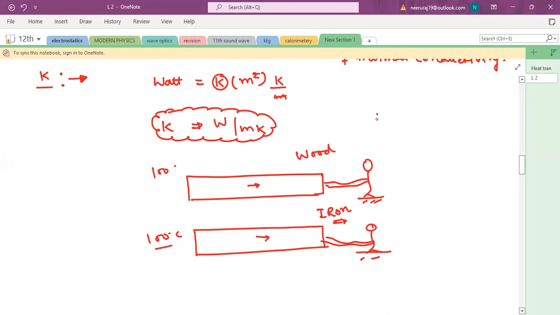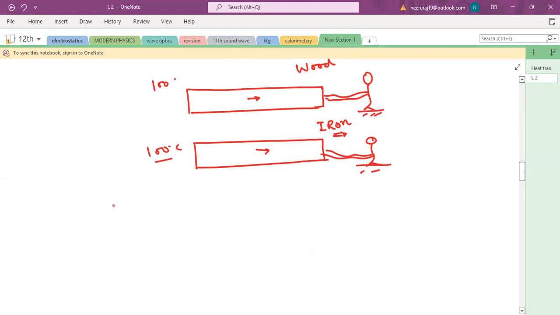See, if you see H equals to what? It is minus KA dT by dx. What I'm telling you is, if all other parameters are the same, this K will be different. K is more for iron and K is less for wood. And what is the reason for K to become more in iron?